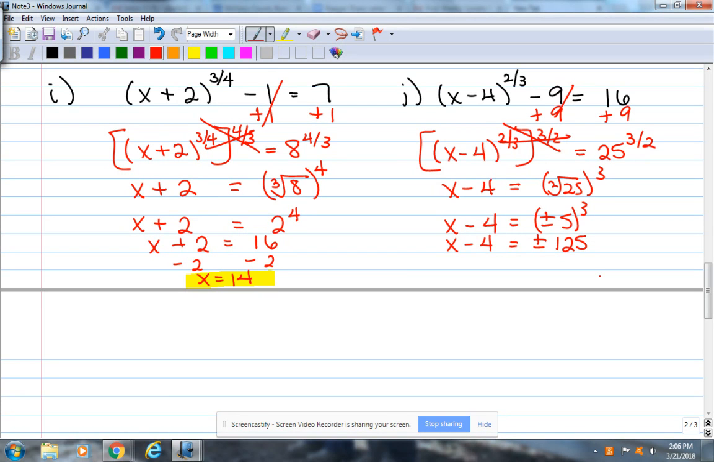Y'all with me so far? Then x equals plus 1. Hang on a sec. Don't rush. I see what you're doing. Okay, keep talking. X equals 129, and then x equals 121. Close. Very close. Like a negative sign away from being right. Yeah, a negative.